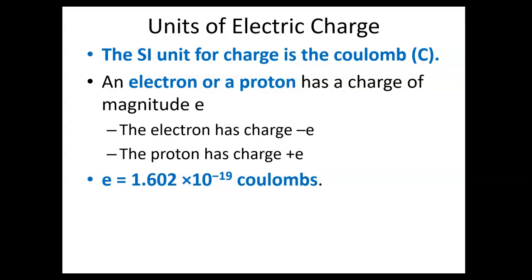This number is very important to us, and so it might be a good opportunity to pause this webcast and store this number in your calculator under the letter e. So e equals 1.602 times 10 to the negative 19th. That is the charge of a single proton, and it's also the charge of a single electron.